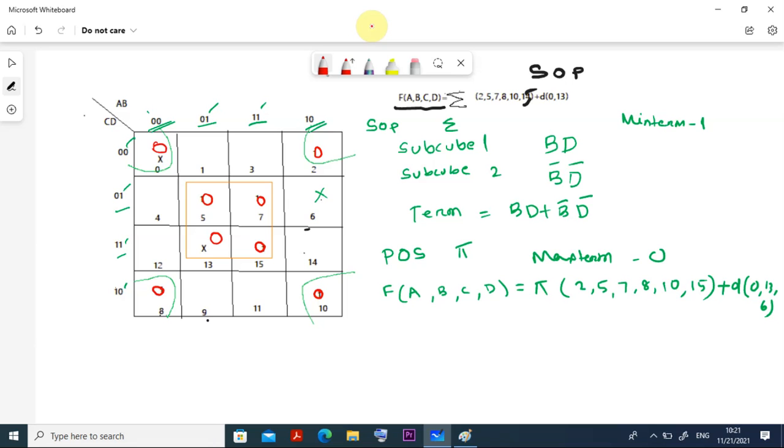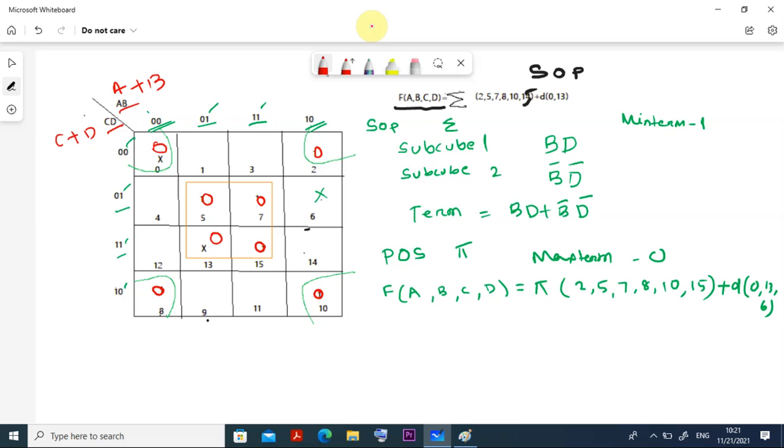So now you have a subcube in the orange color. You can see it here, 0 0 0 0 1 subcube, and the corner all 0 you are having the subcube, right? So the only thing that will change while you are going for POS is that here it will not be AB, it will be A plus B. Here it will be A plus B, and here it will not be CD, it will be C plus D. It will be C plus D, right?